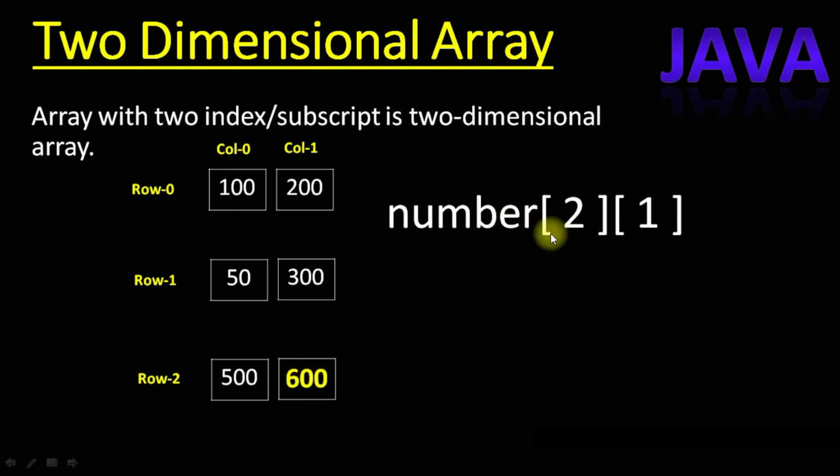The value that will be fetched is basically 600 from this structure. So number 2, that is my row number 2 and column number 1. So this is my column number 1 and this represents this one. If I make a two-dimensional array, let's say the name is number, and its values are structured this way, then number[2][1] will fetch this value, that is basically 600.